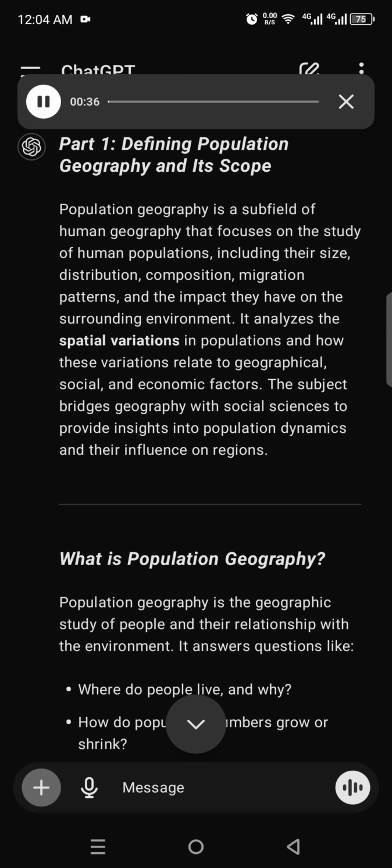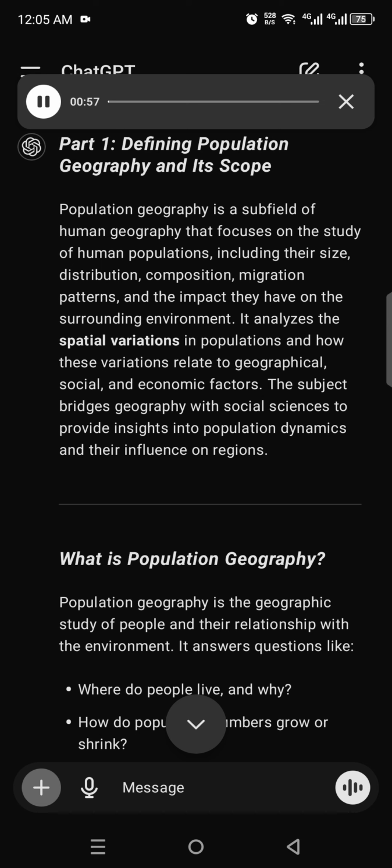What is population geography? Population geography is the geographic study of people and their relationship with the environment. It answers questions like, where do people live and why? How do population numbers grow or shrink? What is the impact of human populations on land and resources? Key features of population geography.